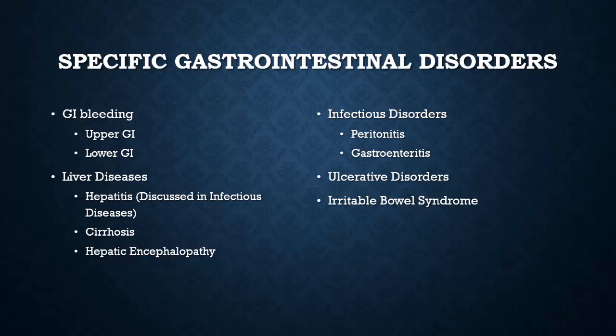Moving on to lower GI bleeding. This occurs in the GI tract distal to the ligament of Treitz and most frequently occurs in conjunction with chronic disorders and anatomic changes associated with advanced age. Causes of lower GI bleeding can include diverticulosis, colon lesions, rectal lesions, and inflammatory bowel disorders. And we'll talk about those disease processes momentarily.